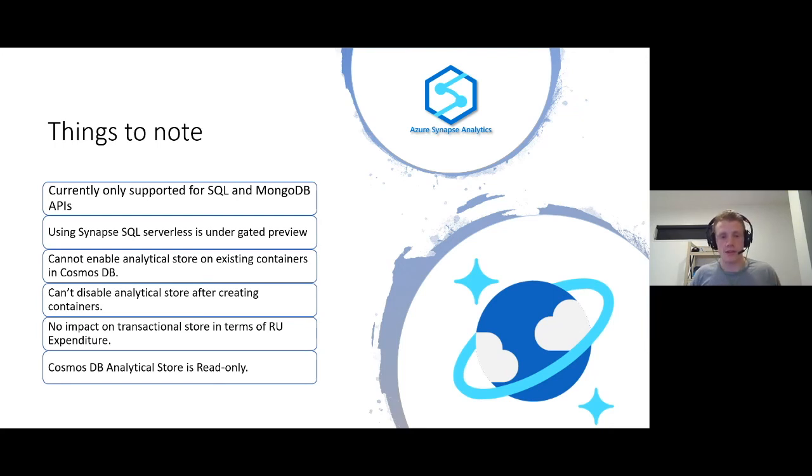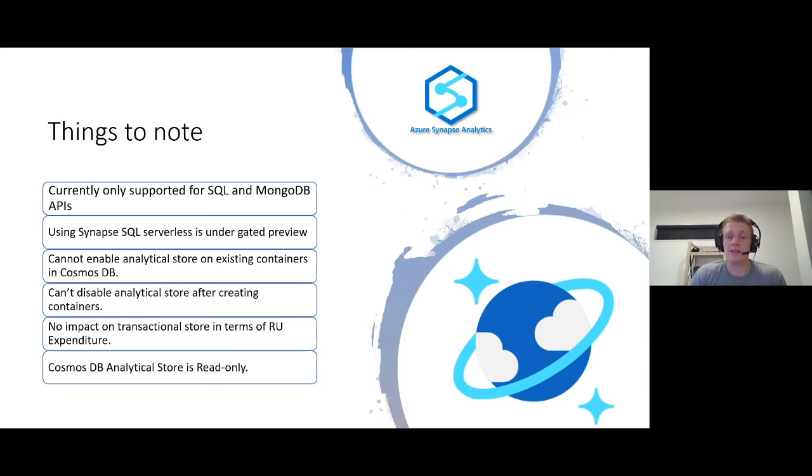Unfortunately, while it's still in preview, you have to create a new container and then migrate the data over if you want to have a play around with this. Once you've enabled the analytical store after creating those containers, you can't disable it, so you can't switch back and forth. I'm not sure whether that will change in the future, but at the time of speaking, you can't disable the analytical store once you've enabled it. But again, there's no impact on transactional stores in terms of RU expenditure.